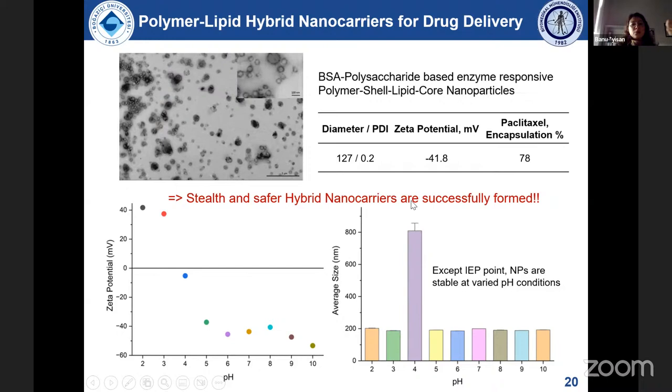Now Sedef is mostly working on this work and trying to release these drugs with an enzyme responsive approach. Hopefully soon we could have more results in this part as well. But up to now, in this part, we dealt with different hybrid nanocarriers, and how we could make them for targeted delivery or selective drug release. So let's go to another aspect now.